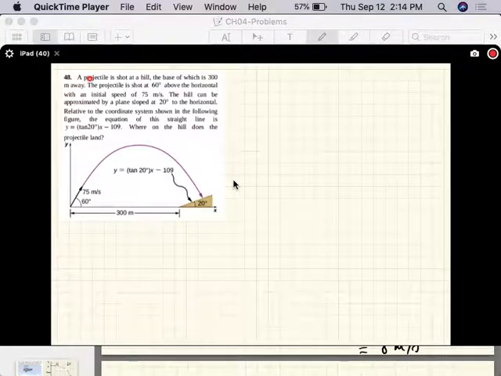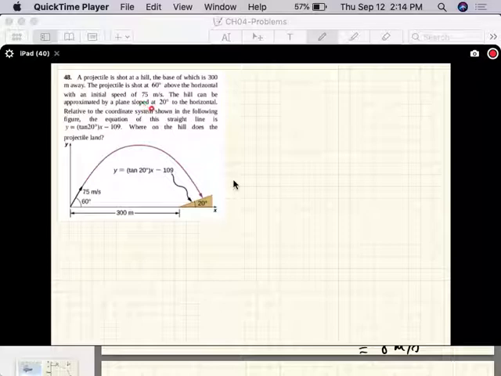Okay, this problem says a projectile is shot at a hill, the base of which is 300 meters away. The projectile is shot at an angle of 60 degrees above the horizontal with an initial speed of 75 meters per second. The hill can be approximated by a plane sloped at 20 degrees to the horizontal.